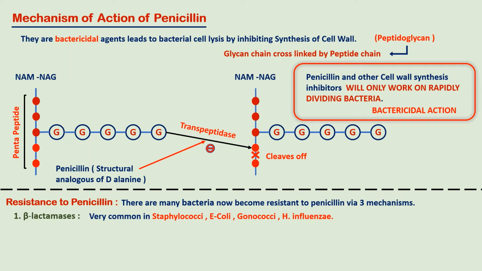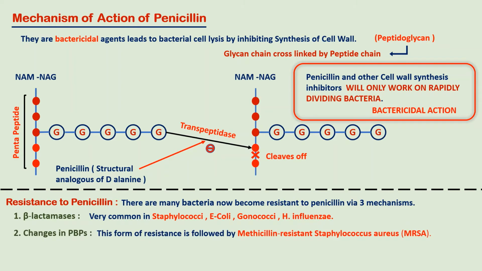coli, etc. The next mechanism of resistance is by altering their penicillin binding proteins or the transpeptidases, and thus they can evade the penicillin and not let the penicillin attach to the penicillin binding protein. And this is mainly seen in methicillin resistance.